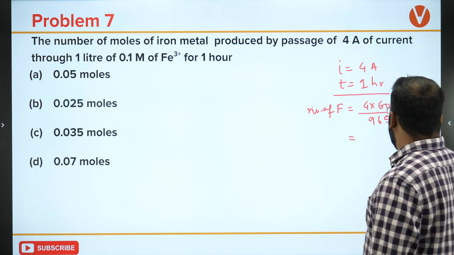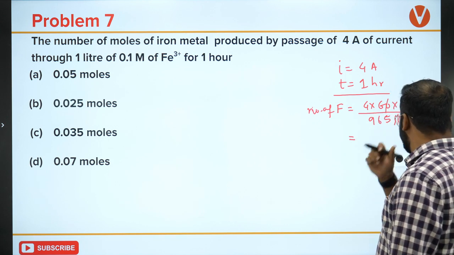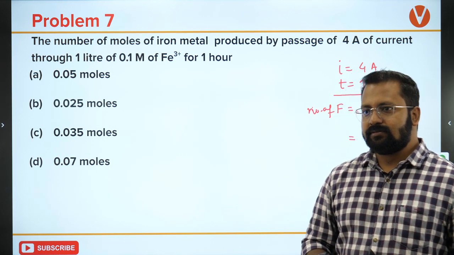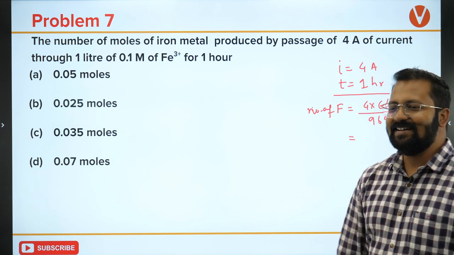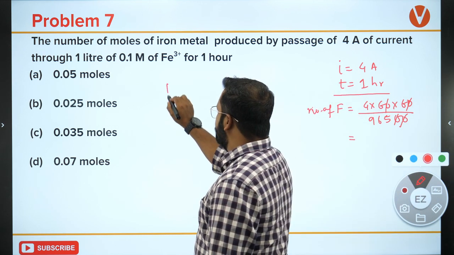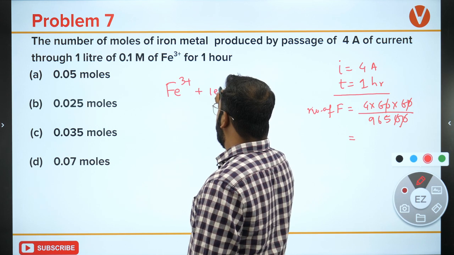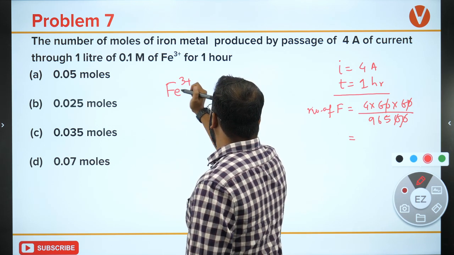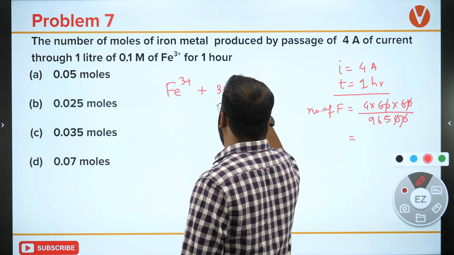So this cancels, so 36 times 4 by 965. What should be the number of Faradays? Yaar, tell me the number of Faradays, you have to calculate it. Anyways, you will calculate the number of Faradays and you will get this reaction: Fe3 plus will take up 3 electrons and will convert into Fe.